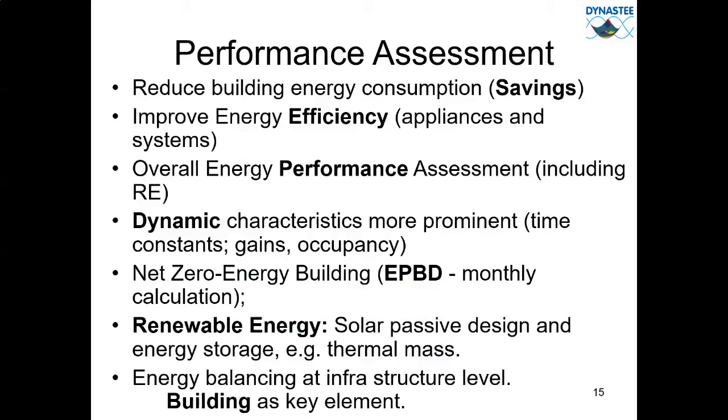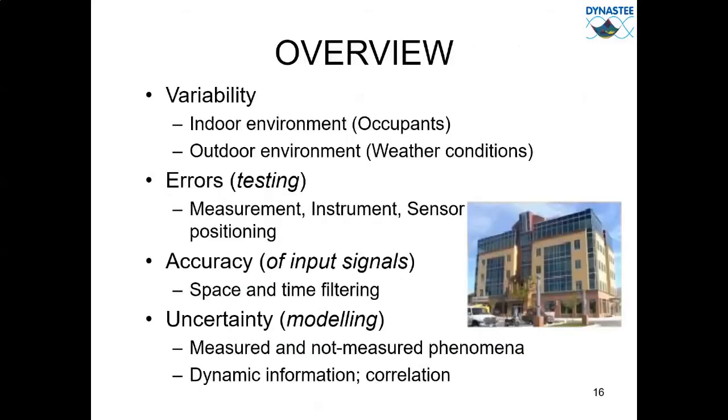So let us summarize what analysis of performance data has to deal with. First of all, variability. The variability due to indoor environment, the occupants, outdoor environment, climate, and weather conditions. It also has to deal with errors due to the measurement, due to instruments, sensor positioning. It has to do with accuracy, in particular of the input signals that are going to be analyzed by a model. The pre-processing of raw experimental data is important.